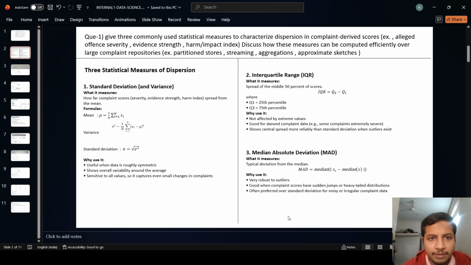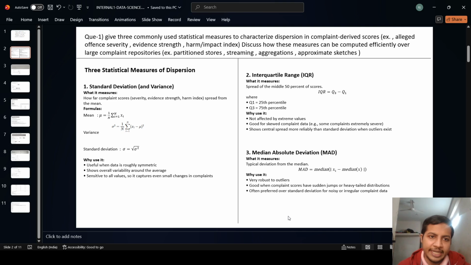Give three commonly used statistical measures to characterize dispersion in complaint derived scores. Example, alleged offense severity, evidence strength, harm impact index. Discuss how these measures can be computed efficiently over large complaint repositories. Example, partition store, streaming aggregation, approximate sketches.